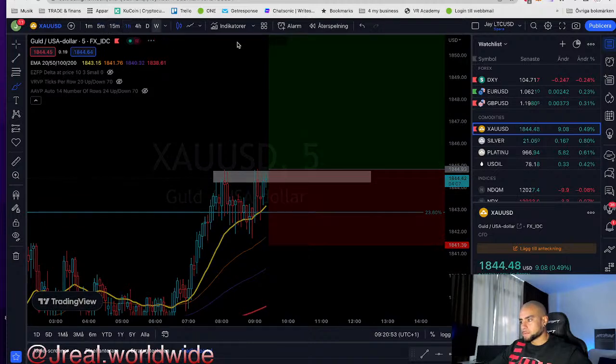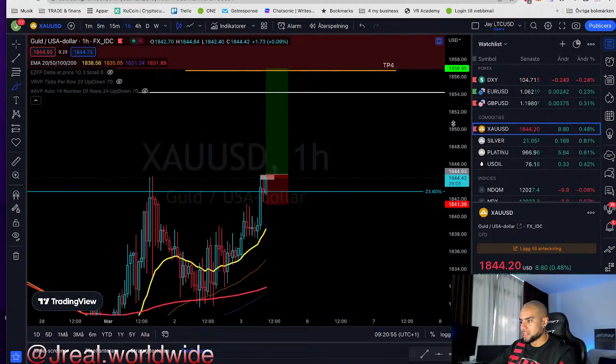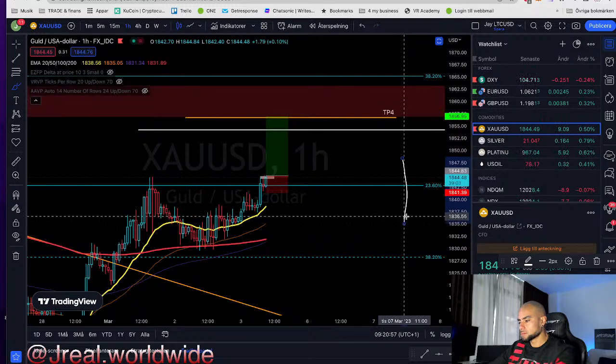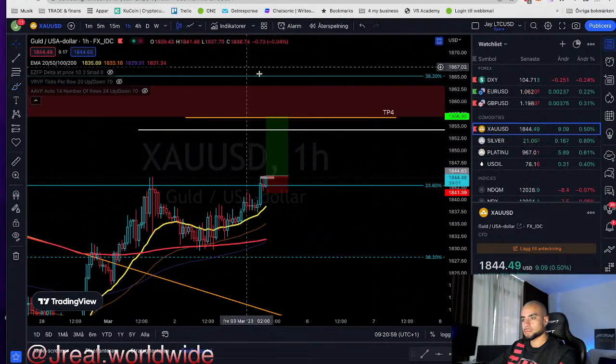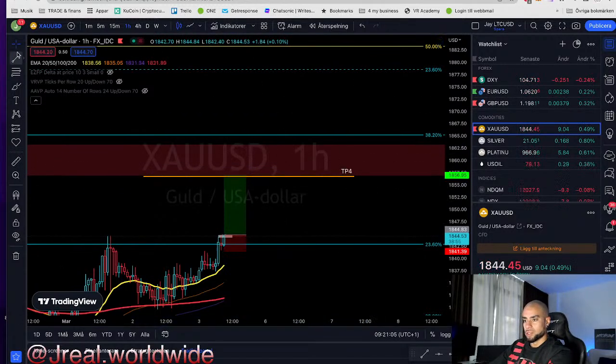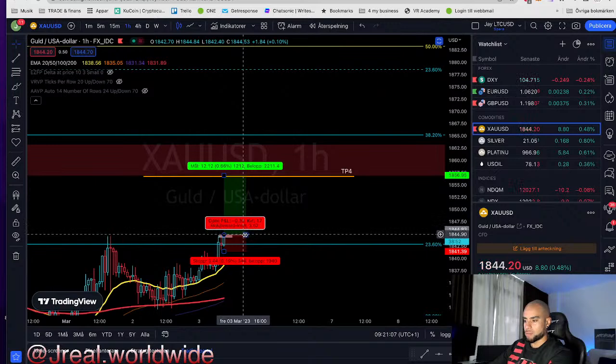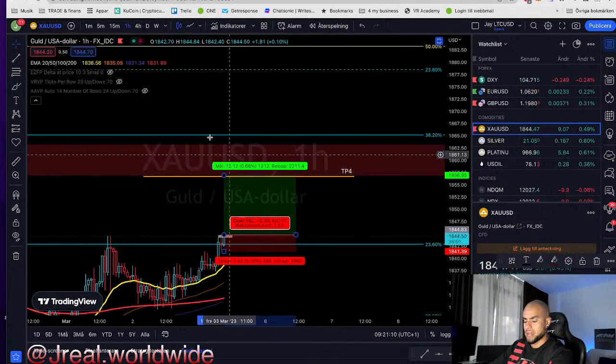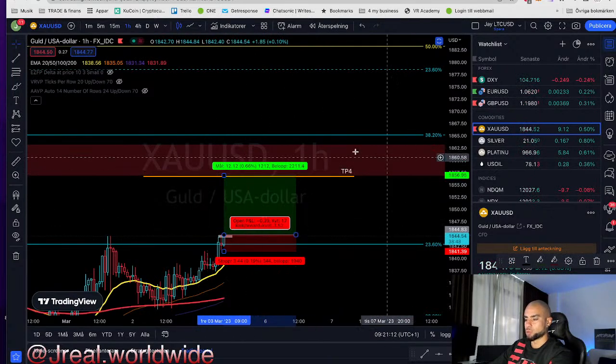And then we might ride this all the way. We're definitely riding it all the way. Let me clear this one. All the way to the TP4 from the trade from yesterday. So we're riding it into the supply zone that is here.